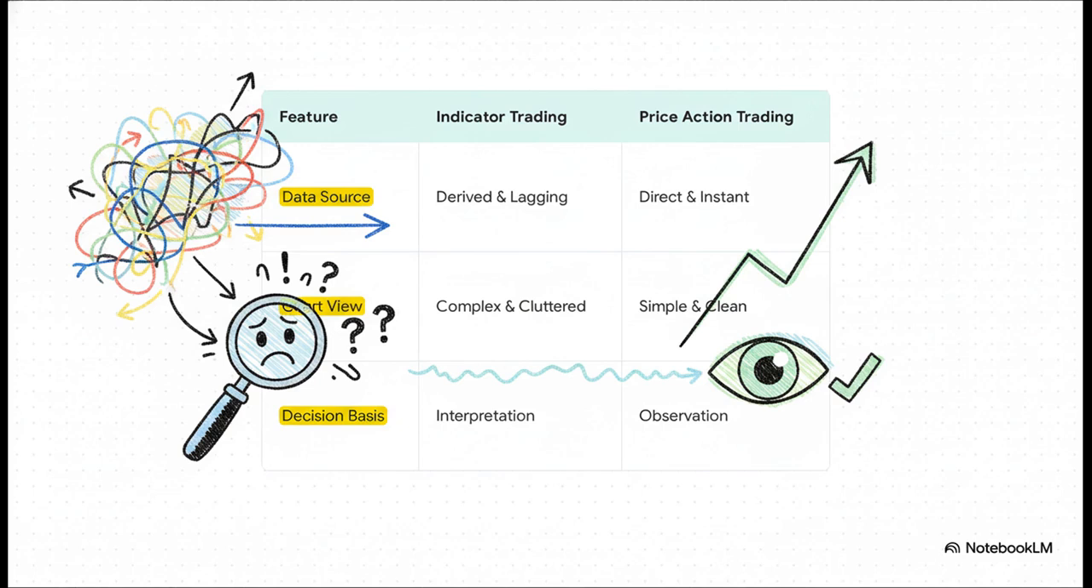With indicator trading, your data is always secondhand. It's always lagging. Your chart gets super cluttered and you're stuck interpreting what all these different signals might mean. But with price action, your data is direct. It's happening right now. Your chart is clean, and your decisions are based on simple, direct observation. It's a world of difference.